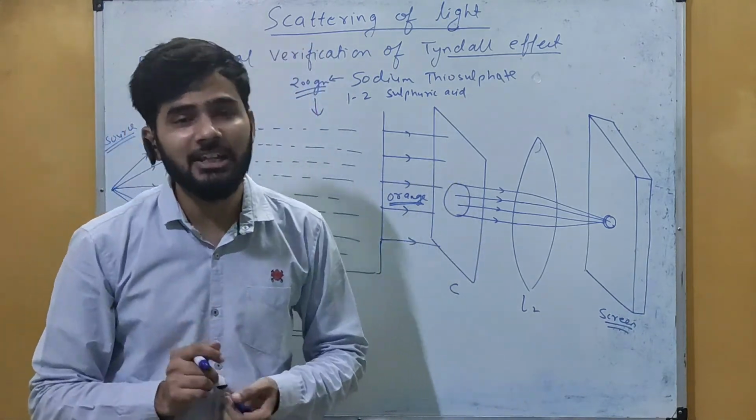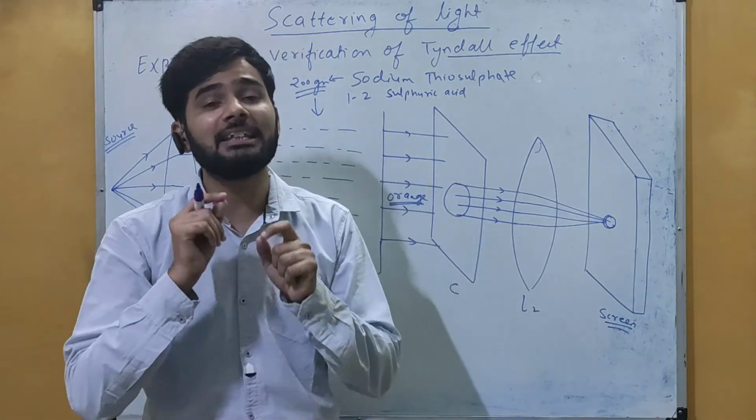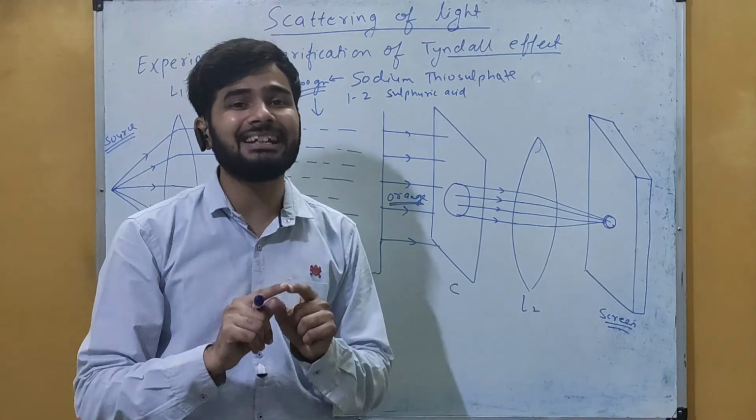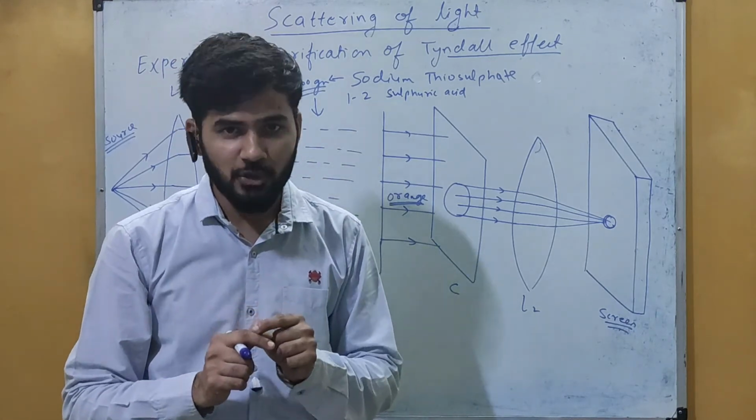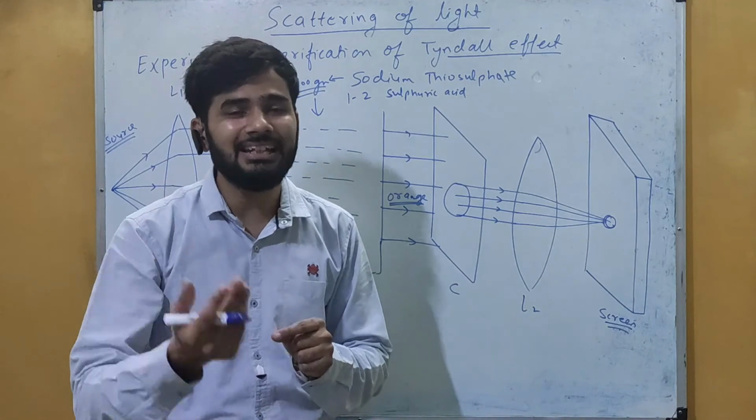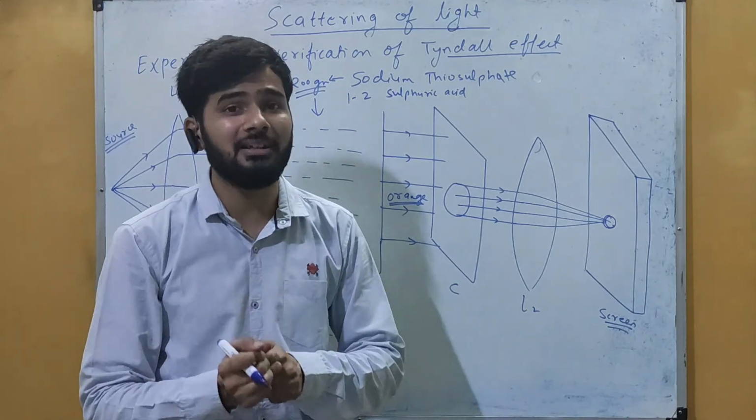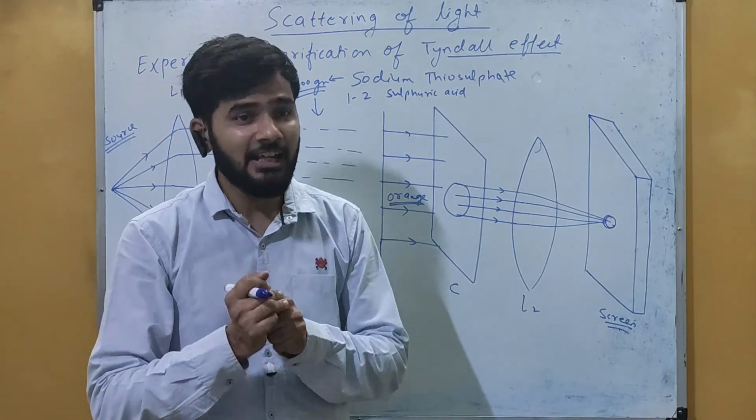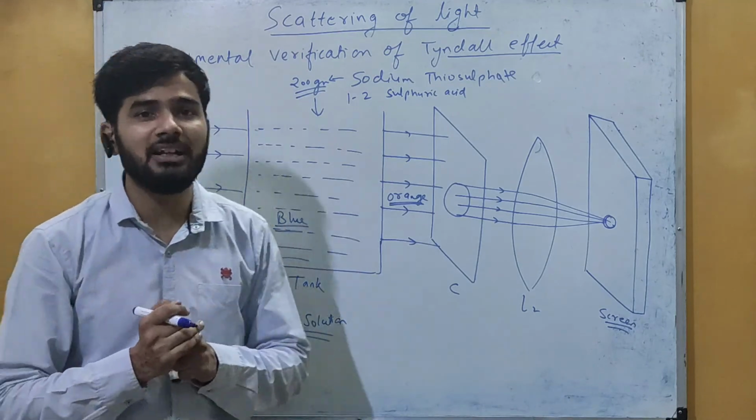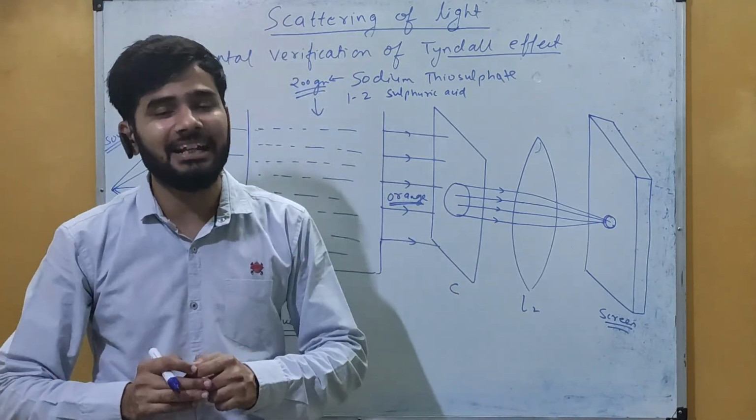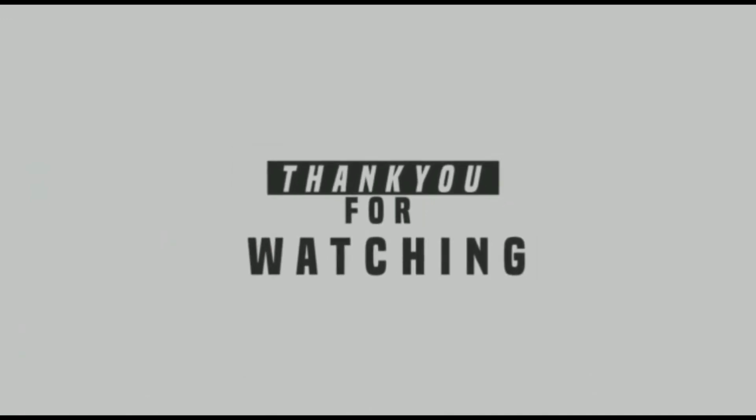Here we have a relation between the scattering of light and the wavelength. Wavelength and scattering are inversely proportional. How this is, we will see in the next video, when we see the different phenomena related to the scattering of light. So this is the experimental demonstration of the Tyndall effect, and this is all about the scattering of light.